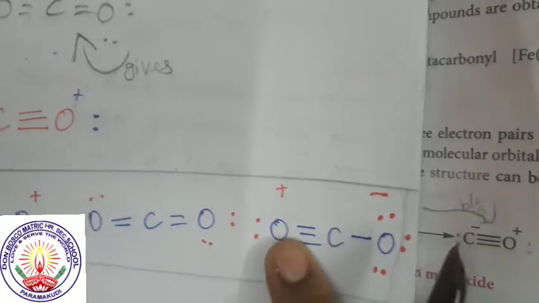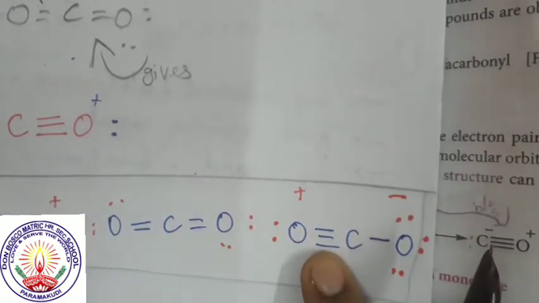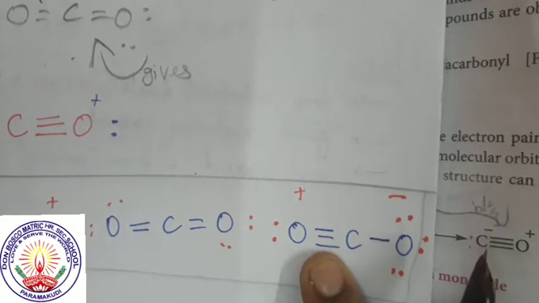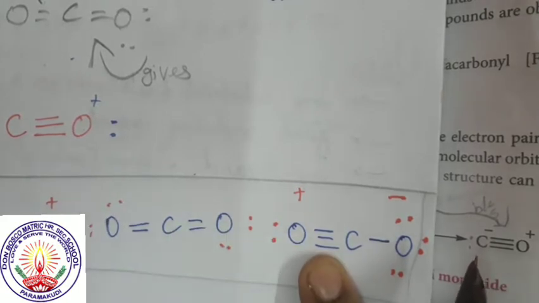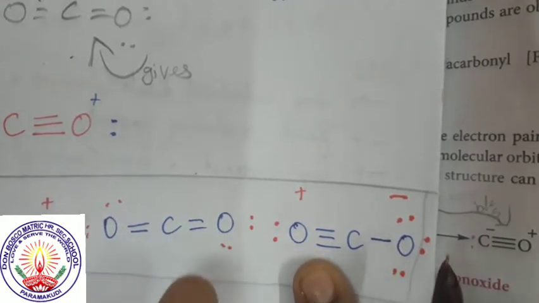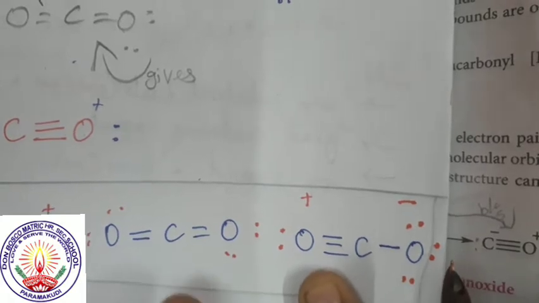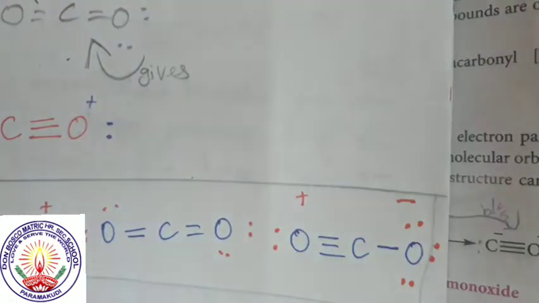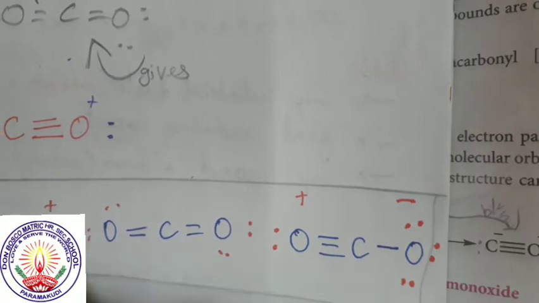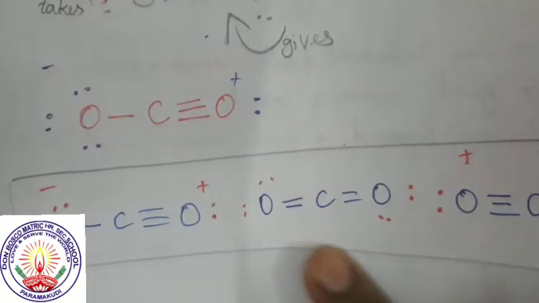So here you see it bears the same sign, positive, positive, whereas we got one positive, the other one negative in carbon monoxide. So this is the structure of carbon dioxide.